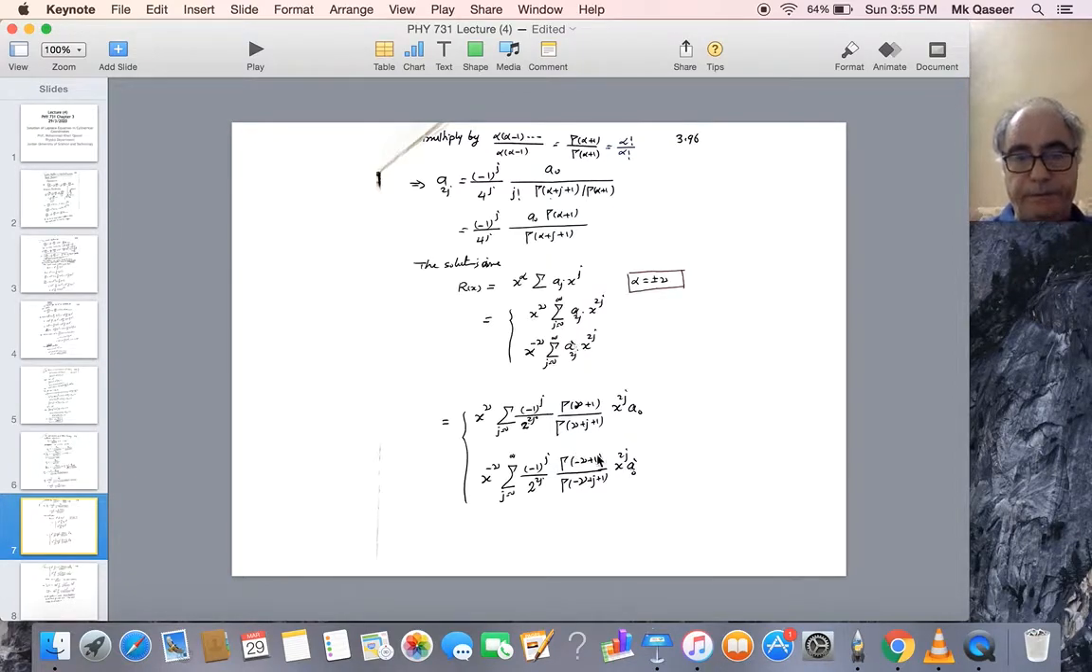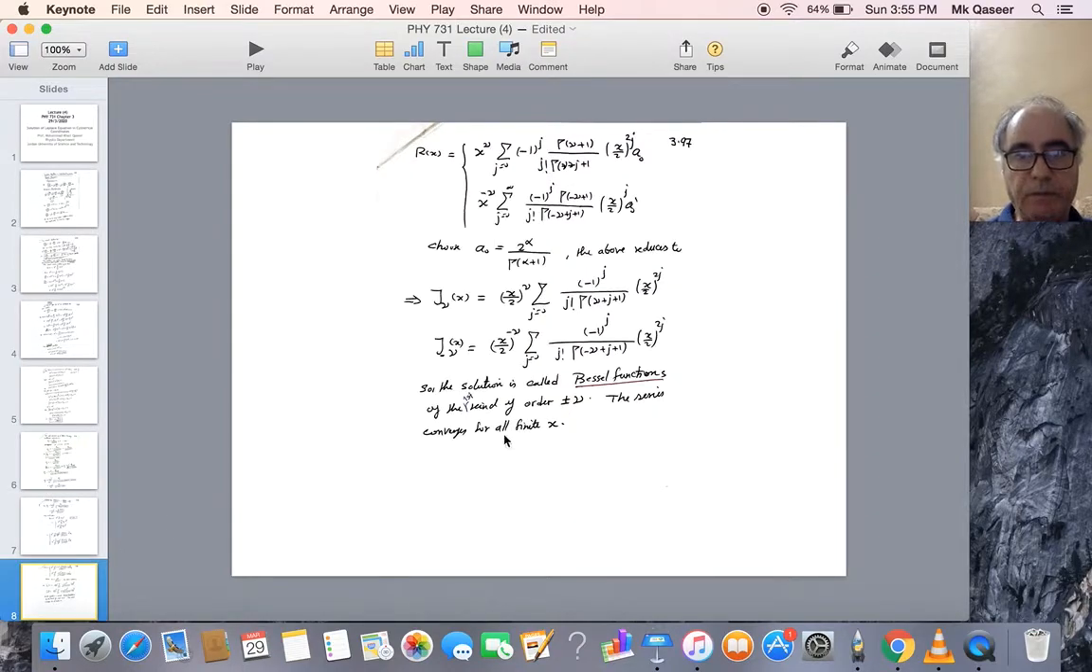Now, we have to choose a0 for the purpose of normalization. We put a0 equal to 2 to the power alpha times gamma of alpha plus 1, since it's an arbitrary constant. We get these two expressions. We call these two expressions Bessel functions of the first kind.